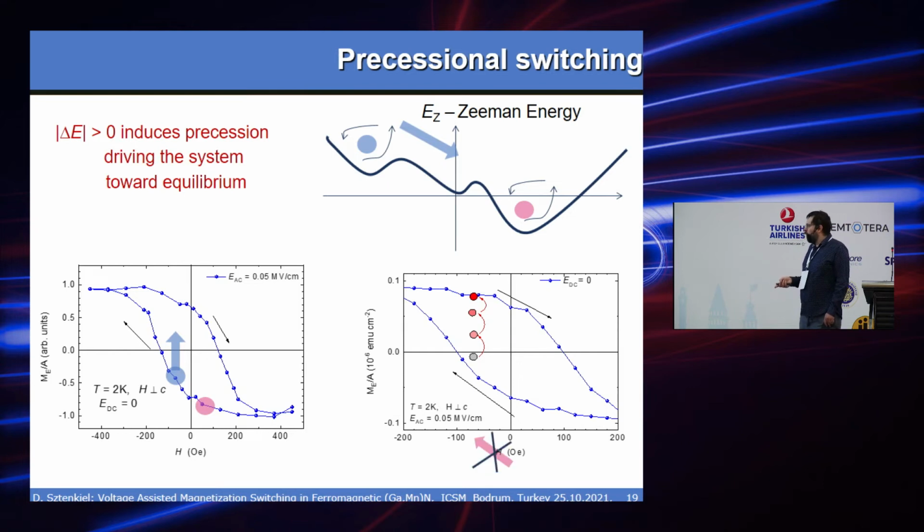And of course, at this point it is not possible to switch the magnetization because the magnetization is parallel to the external magnetic field and the system is already at the minimum of Zeeman energy.